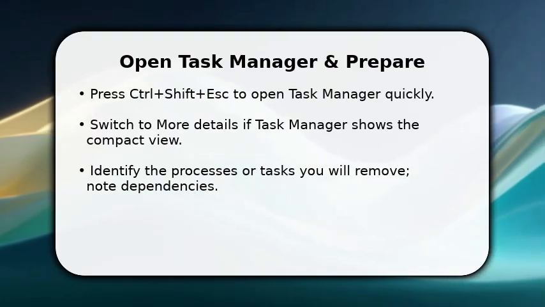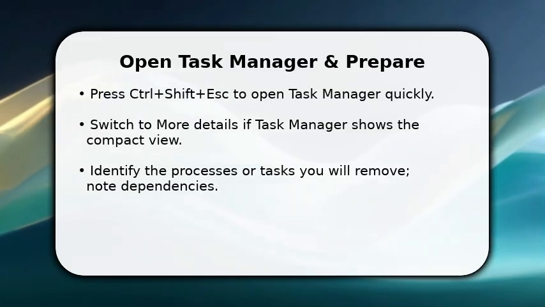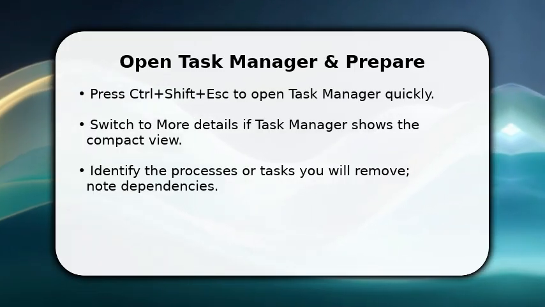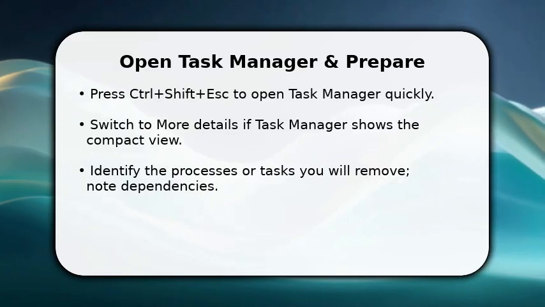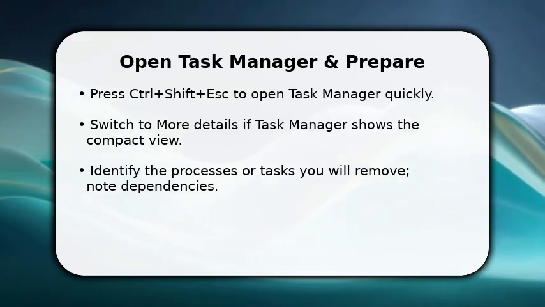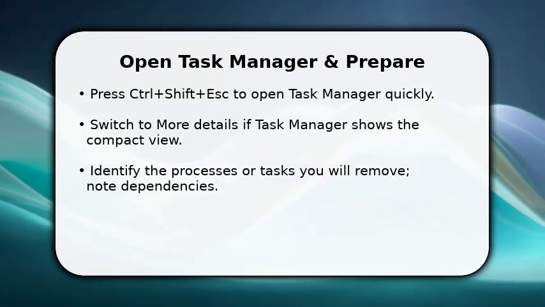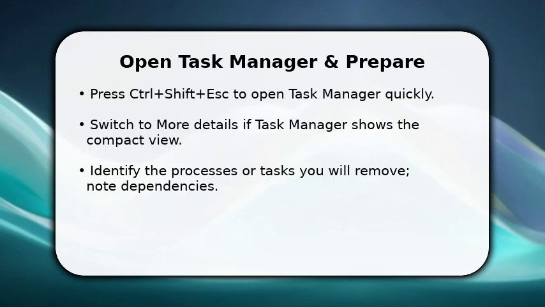You start by opening Task Manager with Control plus Shift plus ESC, so you jump straight to action. This avoids navigating menus. Once visible, make sure to switch to more details so you can see all running processes and their resource usage. You should scan the list and mark tasks for deletion, paying attention to processes that other apps depend on. Doing this prevents accidental closures that cause crashes.